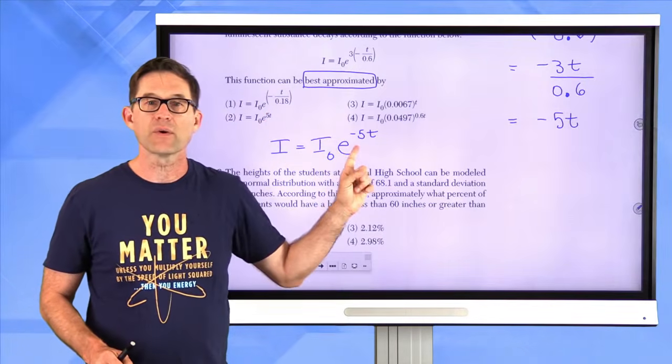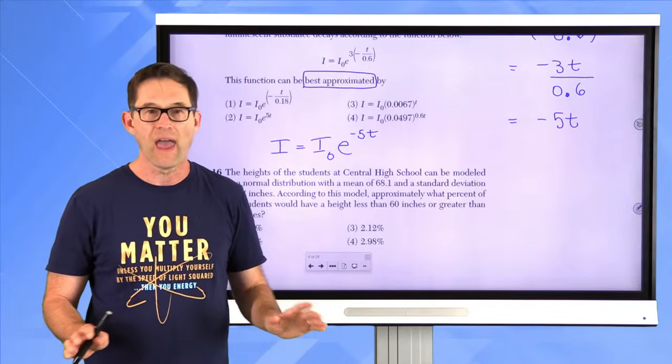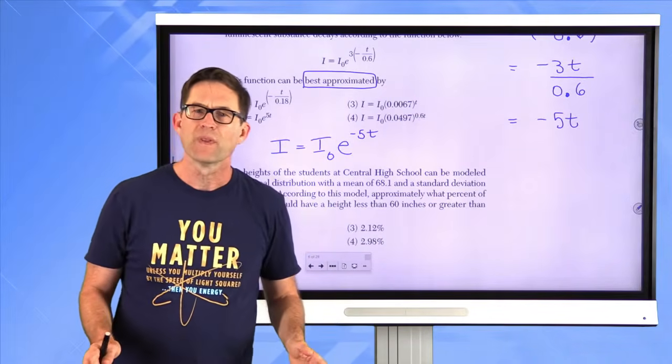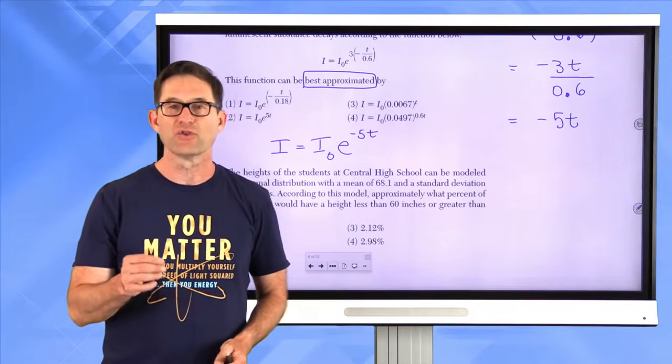And I cannot emphasize how different this function is than this function. This function is a decreasing exponential. This function is an increasing exponential. They could not be any more different. So, how do I get the final answer? Well, this employs a very common trick, right?